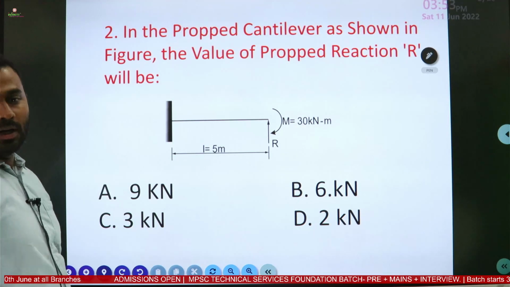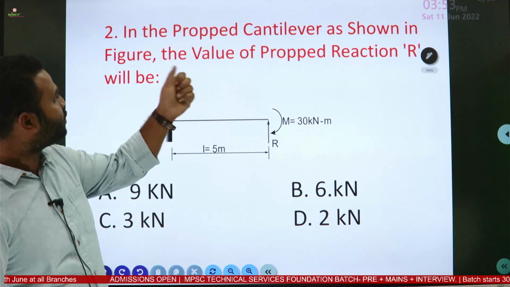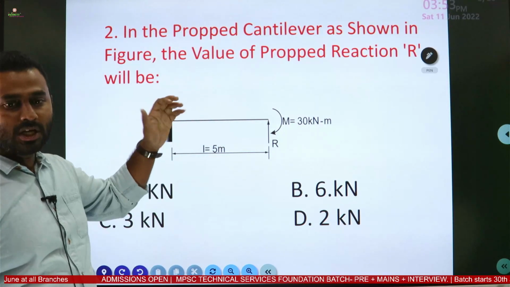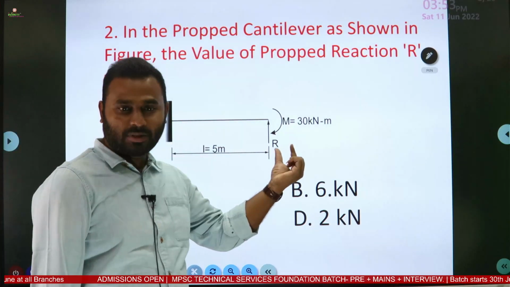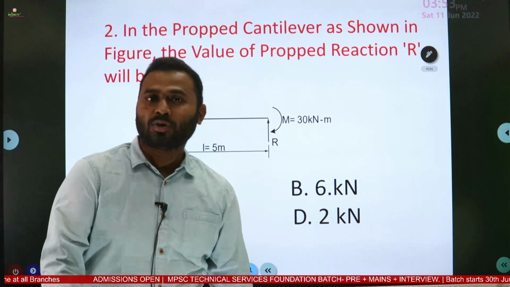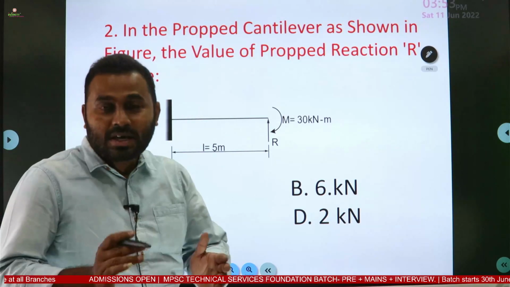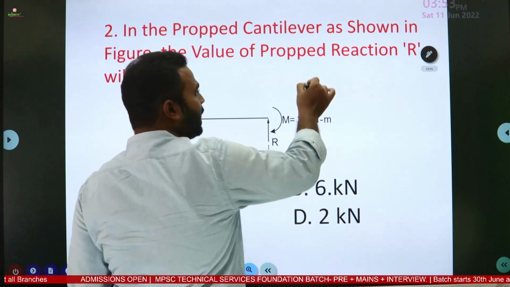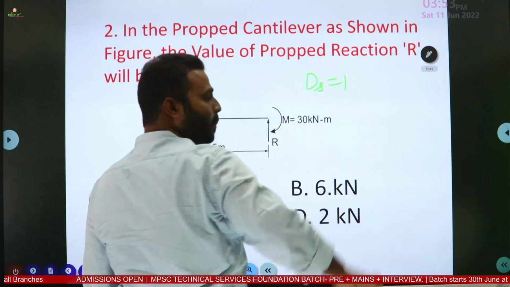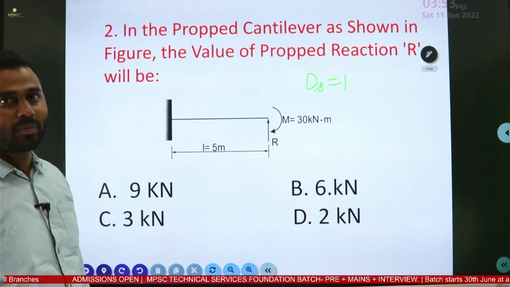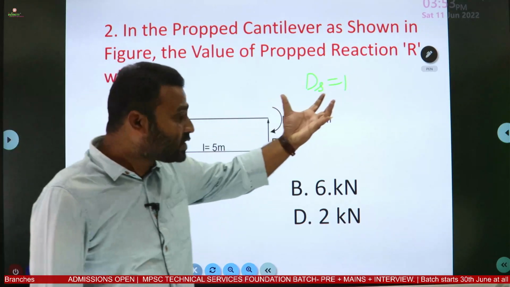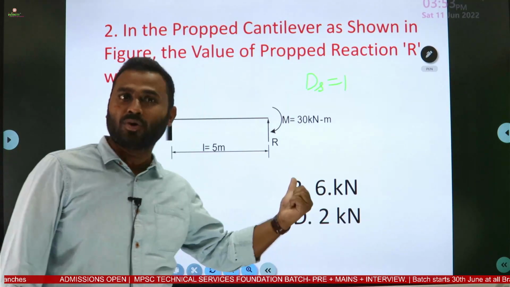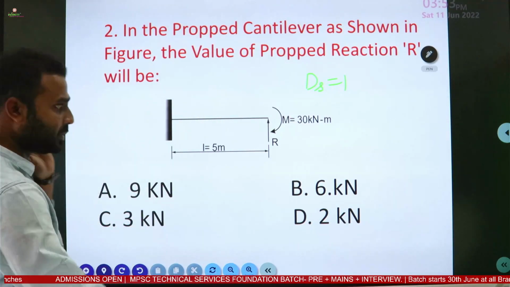In a propped cantilever beam as shown in the figure, the value of the propped reaction R will be... It means we need to find this R. A propped cantilever beam is a statically indeterminate structure to the degree 1, so Ds for the propped cantilever beam is equal to 1. This additional equation we obtain by making use of the compatibility condition at the support B. How? I'll explain this question.